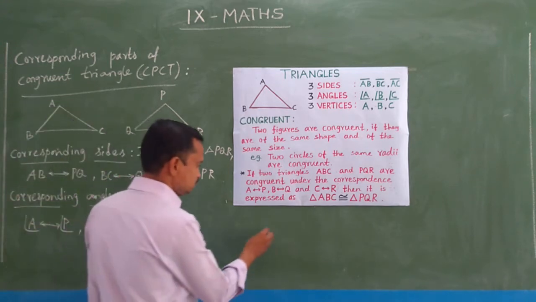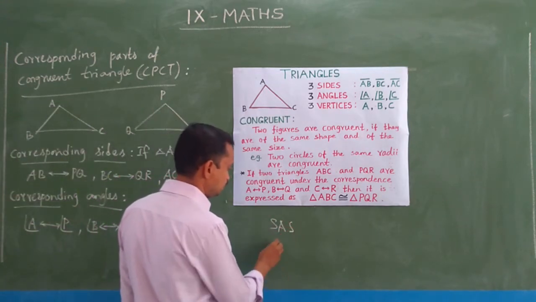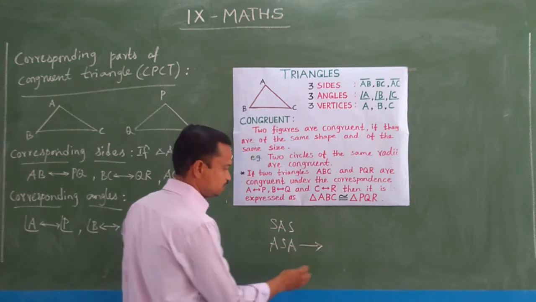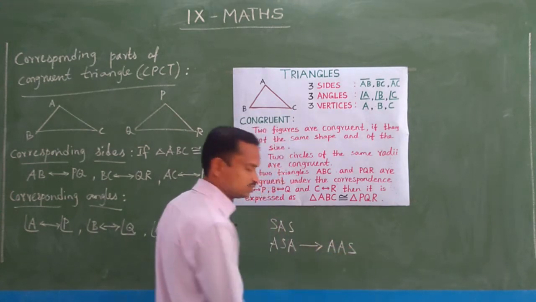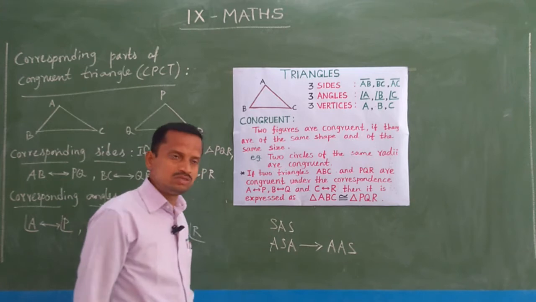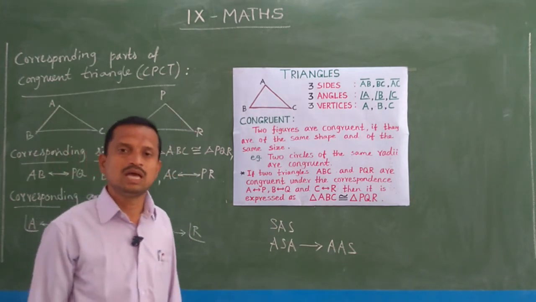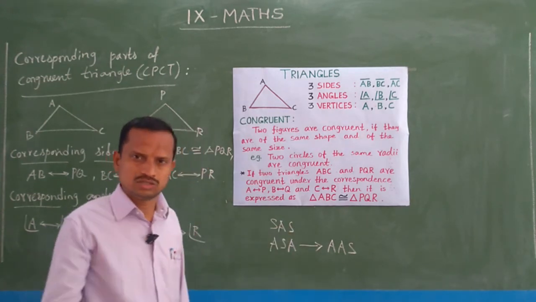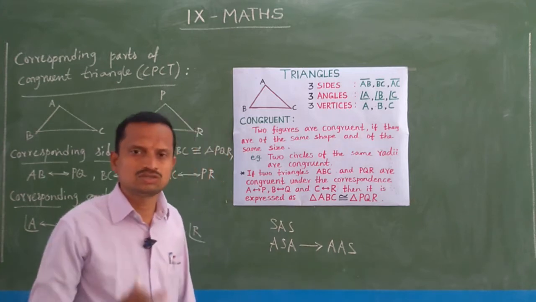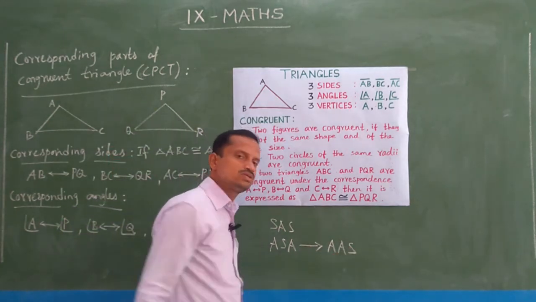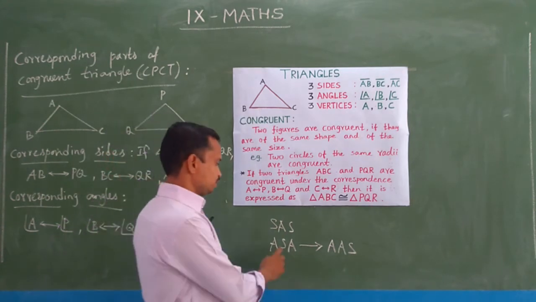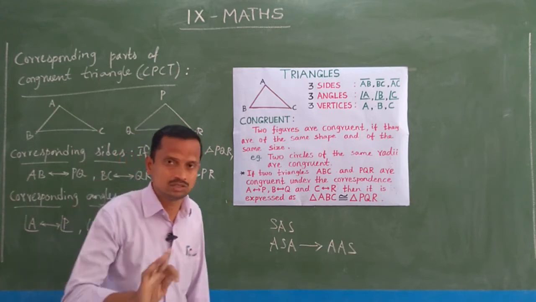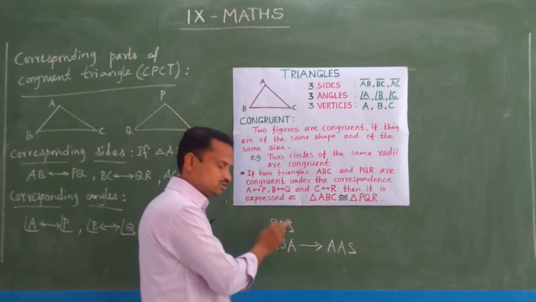First one SAS, and then ASA, and AAS. S represents side, A represents angle. Is it clear? So SAS means side, angle, side. ASA means angle, side, angle. AAS means angle, angle, side. And SAS, we should not write SSA like that. This is the one way, SAS, that's all.